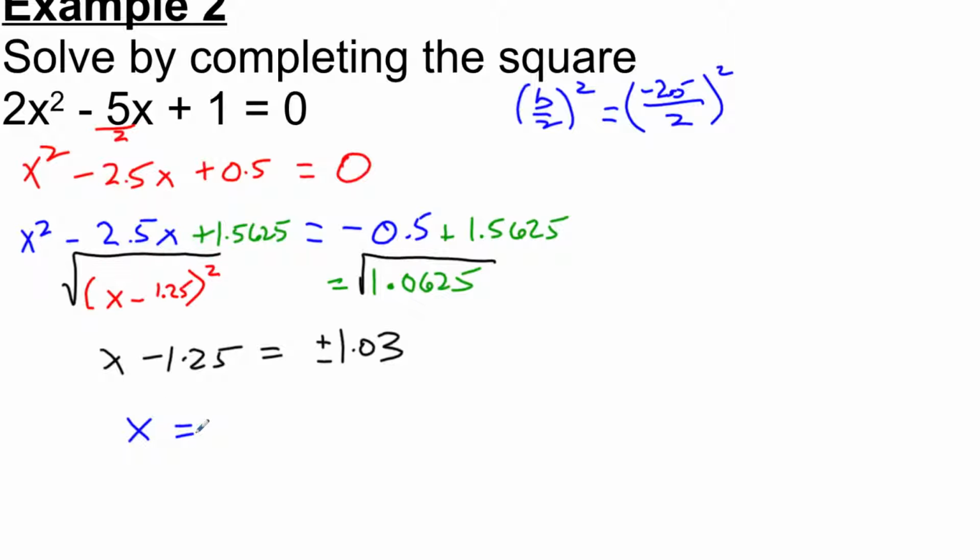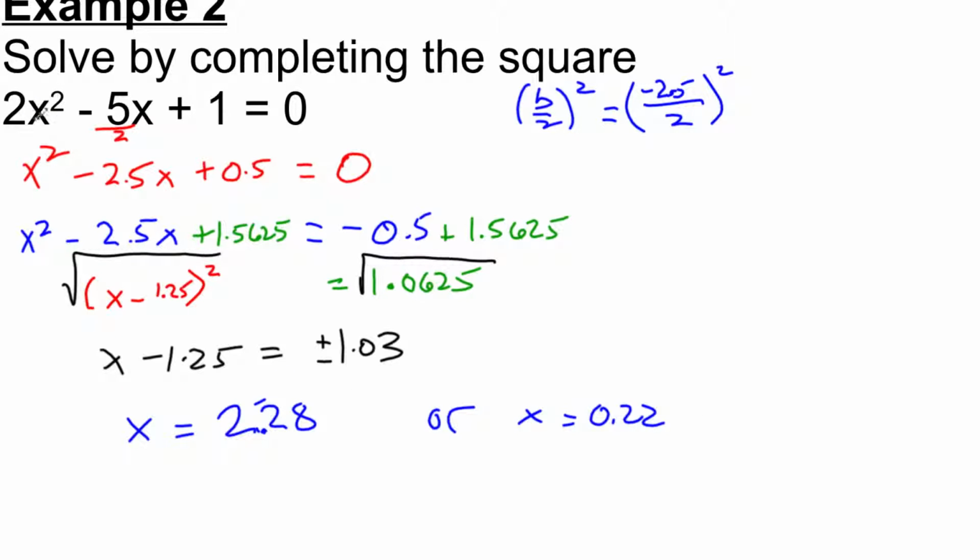So now I'm going to add the 1.25 over, and I'm going to get two answers. So we're going to have to split these up because they don't match. If I take positive 1.03, 1.03 plus 1.25, I get 2.28, so that's a possibility. If I use the negative version of 1.03, to that I'm going to add 1.25. I get 0.22. So I get two answers that I've rounded a little bit.